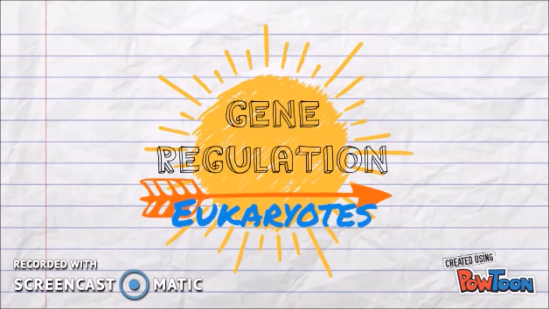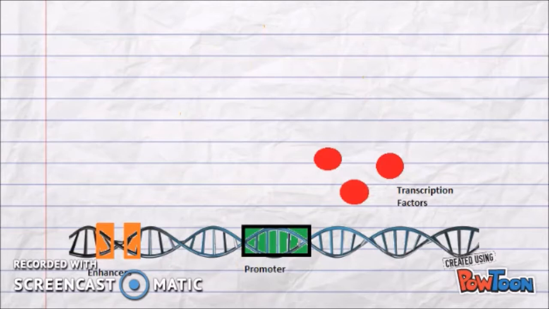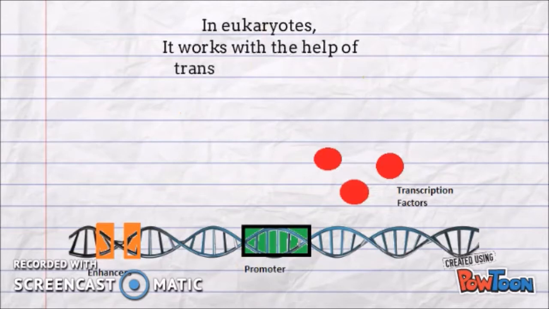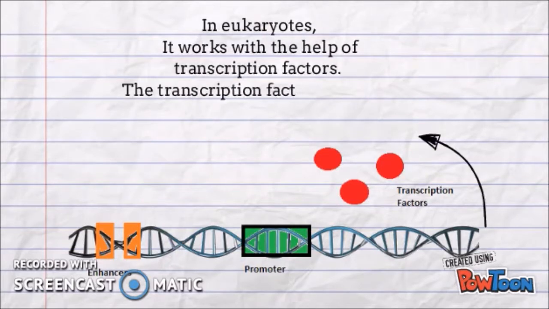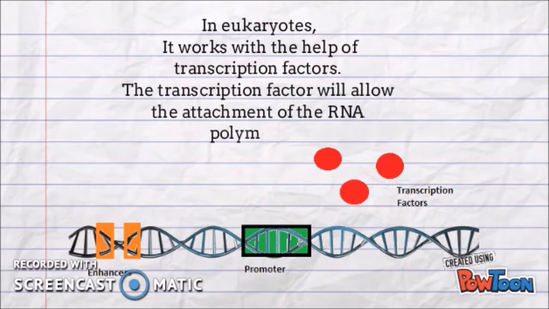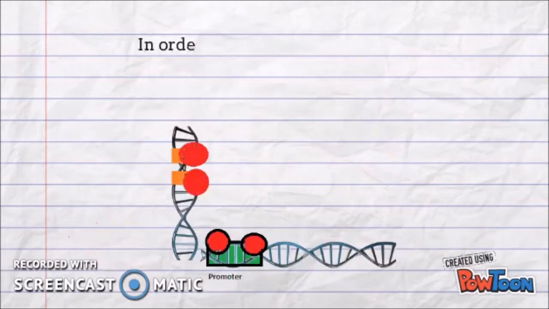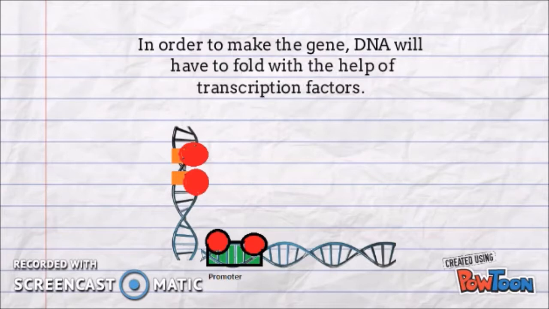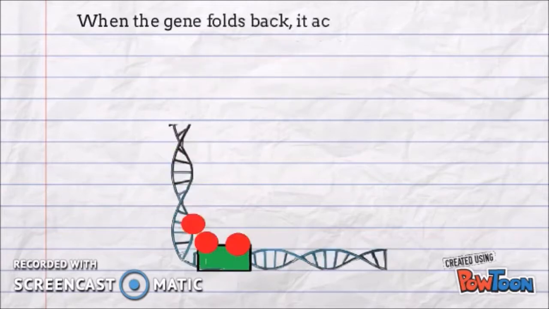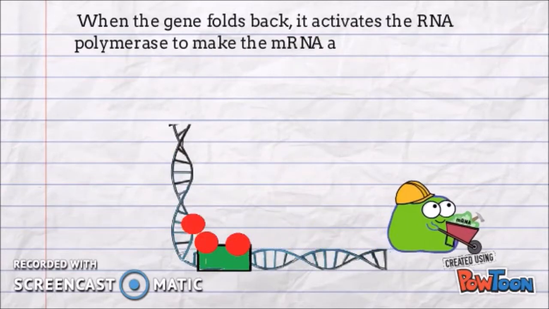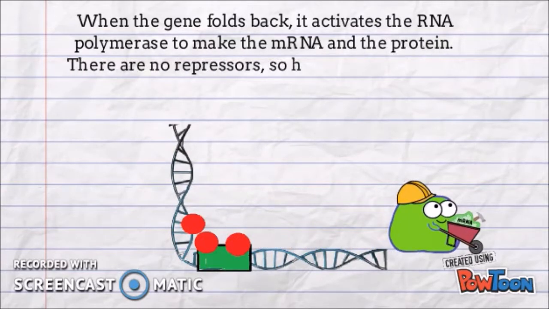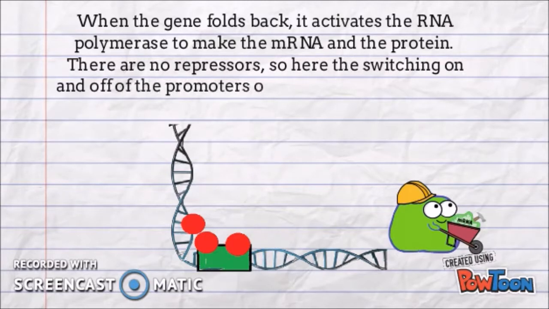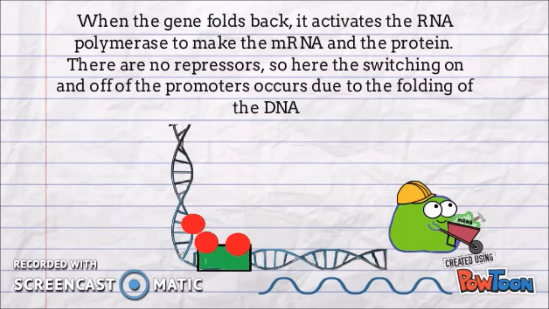Gene regulation in eukaryotes. In eukaryotes, it works with the help of transcription factors. The transcription factors will allow the attachment of the RNA polymerase. In order to make the gene, DNA will have to fold with the help of transcription factors. When the gene folds back, it activates the RNA polymerase to make the mRNA and the protein. There are no repressors, so here the switching on and off of the promoters occurs during the folding of the DNA.